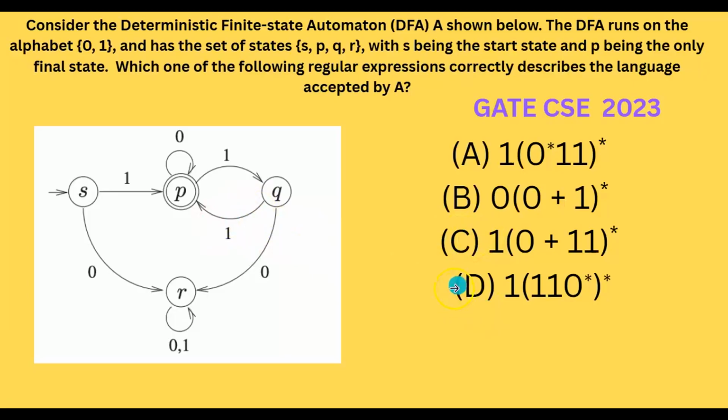So what happens to option D? In option D, on having input 1, you reach from S to P, but it missed the 0 or more occurrences of 0 here. So that means it starts with the sequence of 2 ones directly. So this is also not the correct answer. So the correct answer is option C.